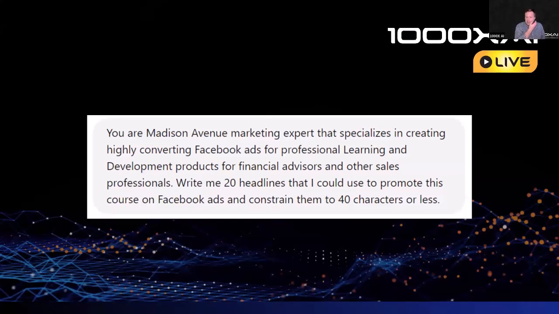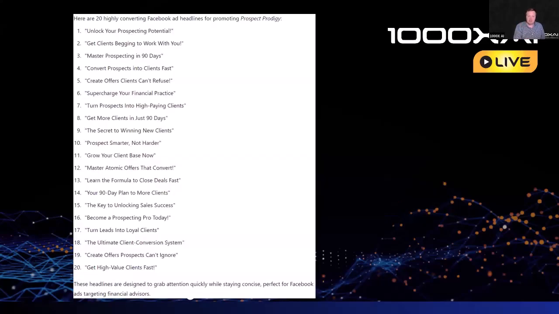So you can ask ChatGPT, or you can ask Alex, ask Terrence, any of these tools. You can again prompt it with context about it being an expert marketer specializing in creating headlines. I wanted to write 20 headlines to promote this. I want them to be 40 characters or less. And it'll give me those.